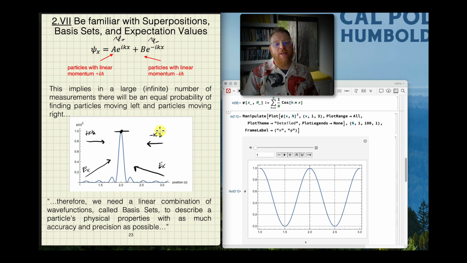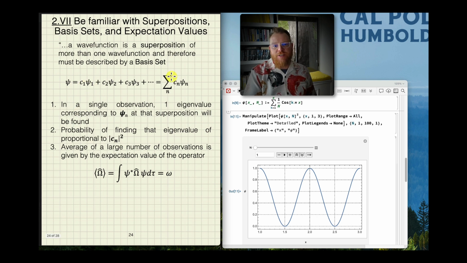And so what this implies is, in a large number of measurements, there will be an equal probability of finding particles moving left and finding particles moving right. And that will coalesce into finding them in some most probable position given by this peak. So to describe this, we need a linear combination like we have here. We call that linear combination a basis set. The more terms we have in our basis set, the more we can describe the physical properties of our particle with as much accuracy and precision as possible.